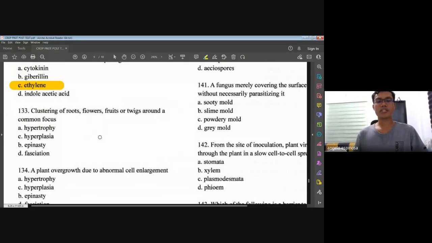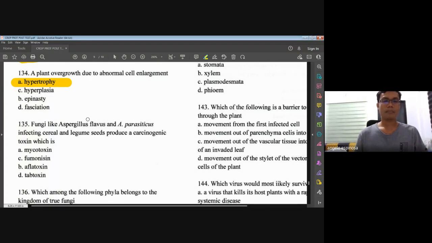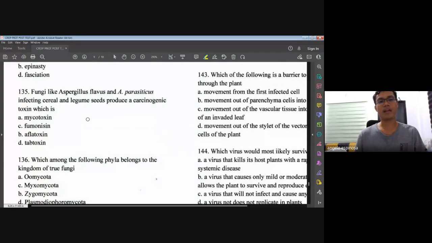133, clustering of roots, flowers, fruits, or twigs around a common focus. The correct answer is fasciation. 134, a plant overgrowth due to abnormal cell enlargement. Abnormal cell enlargement, lumaki. Letter A, hypertrophy. Okay. Number 135, fungi like Aspergillus flavus and A. parasiticus infecting cereal and legume seeds produce a carcinogenic toxin, which is aflatoxin. That is letter B.